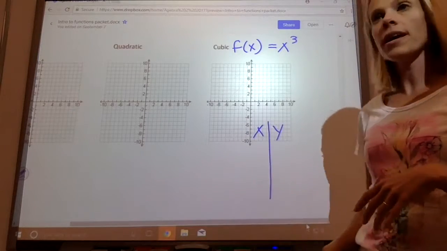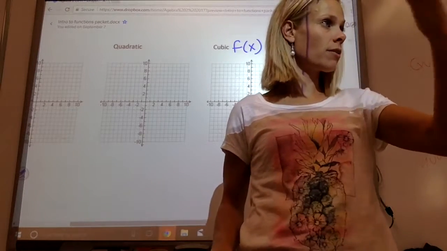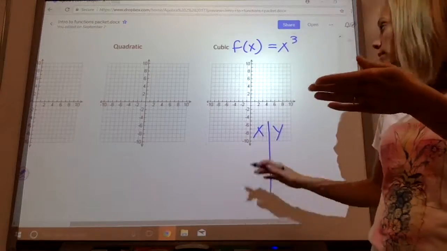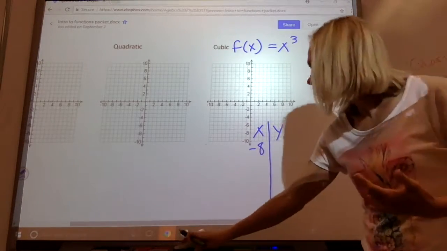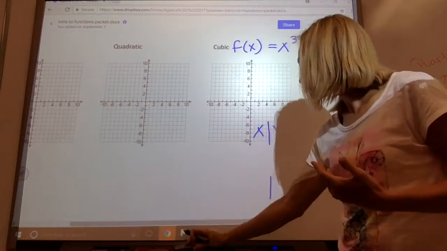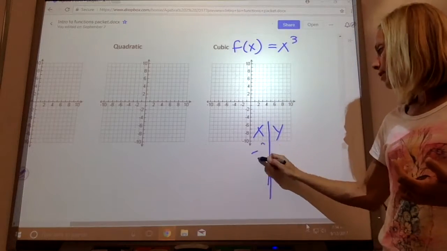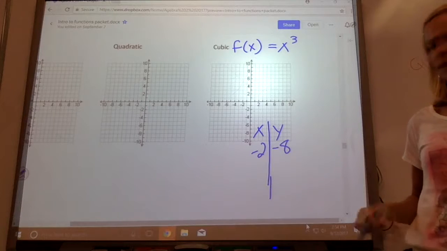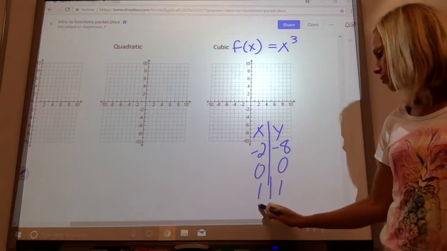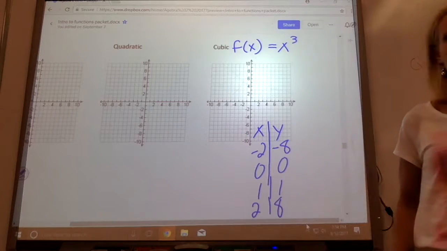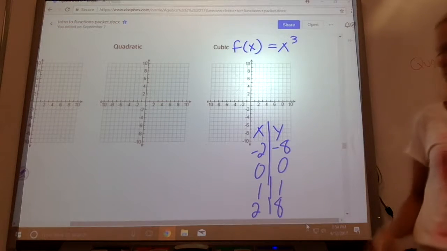So go into your table, second graph, right? Second graph, go into your table. And then I'll tell you some points to graph, like -8, oh no, -2, I'm doing cube root. -2, -8, that's a point, 0, 0. 1, 1 would be a point, 2, 8. You can get that all from your table.